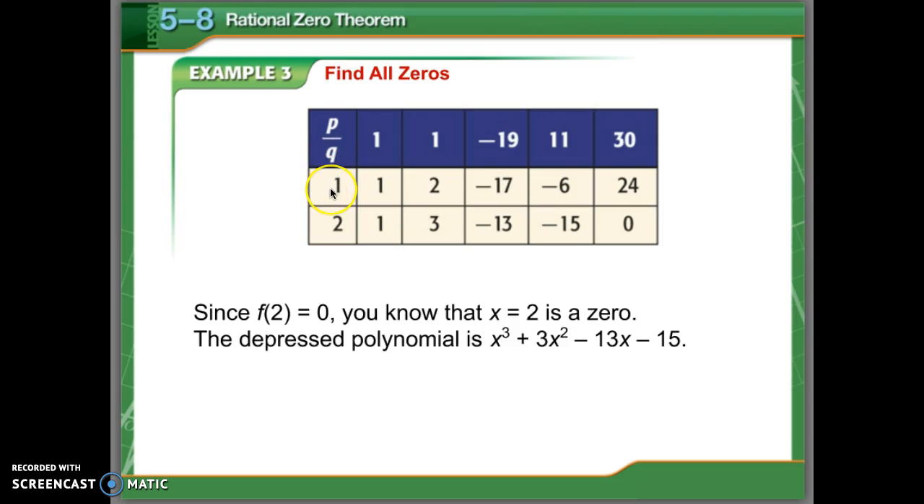So we tried the number 1. We got a remainder of 24. So 1 was not the answer. Then we tried 2. Oh, we got 2 as an answer because the remainder is 0. So because of that, we know that one of our answers is 2, and then this is called the depressed polynomial, but it's basically the answer from your synthetic division. So this up here, if this was 4th power, we're now at 3rd power. So x to the 3rd plus 3x squared minus 13x minus 15.